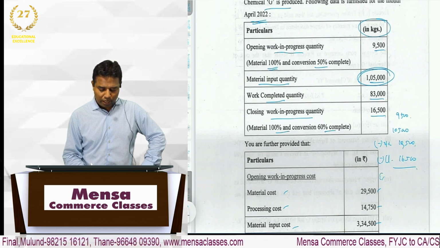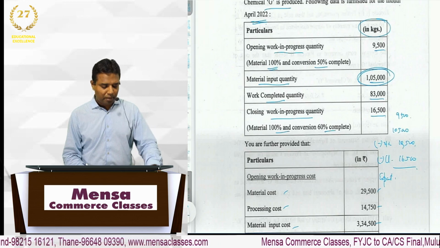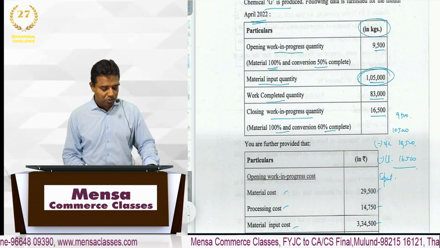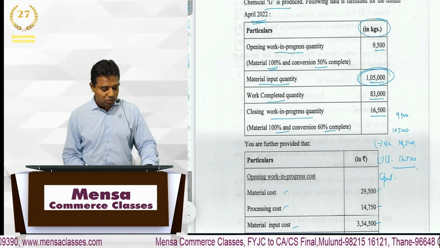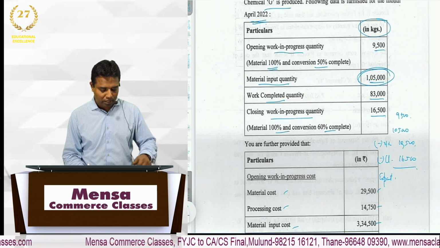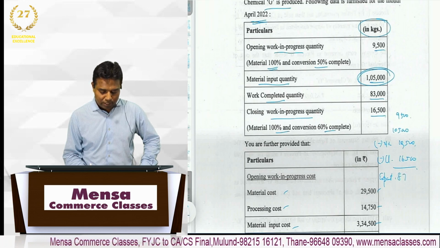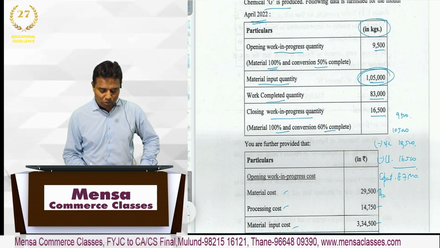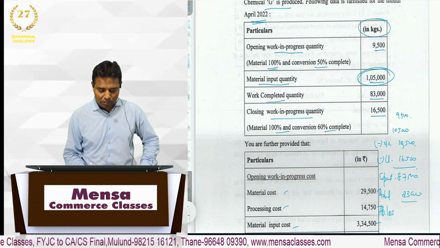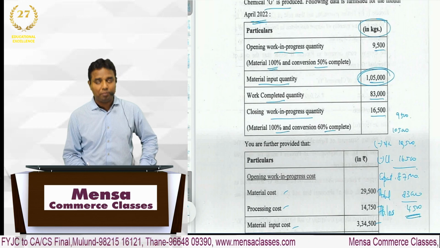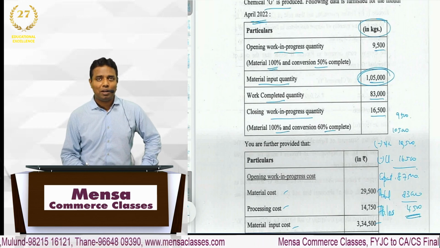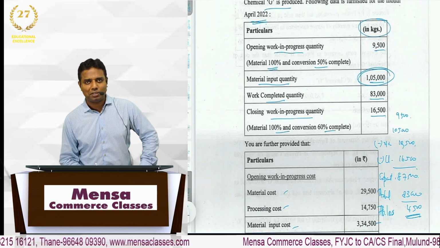Correct. So your expected output should be, if you see here, 9,500 was opening, 1,05,000 we put in. Then there is normal loss which is gone, which we know. Then closing stock 16,500. So expected output is 87,500. But actual output, if you see, is 83,000. So obviously there is an abnormal loss of 4,500. Okay, so this is your abnormal loss.